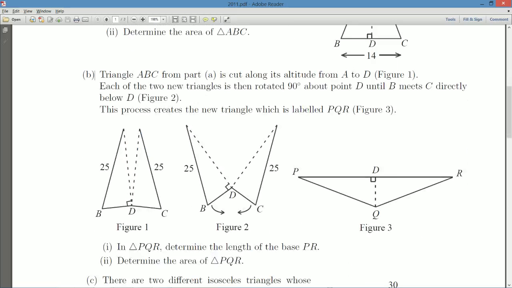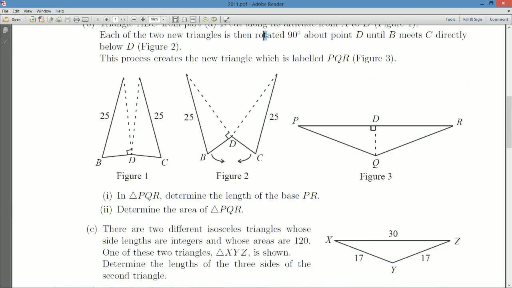So part B. Triangle ABC from part A is cut along its altitude from A to D. So here it's been cut. Each of the two new triangles is then rotated 90 degrees about the point D until B meets C directly below D. So here they're coming together. We're just pivoting both triangles with D fixed. And that's figure 2. This process creates the new triangle, which is labeled PQR. So B and C come together to form a single point Q, and A was split into 2 points P and R.